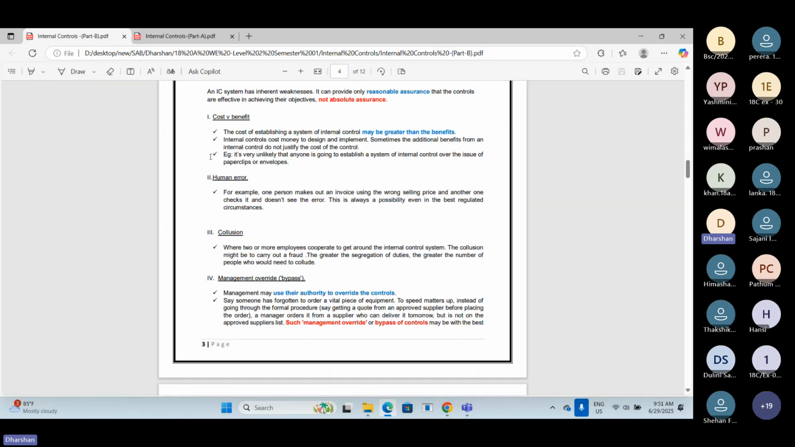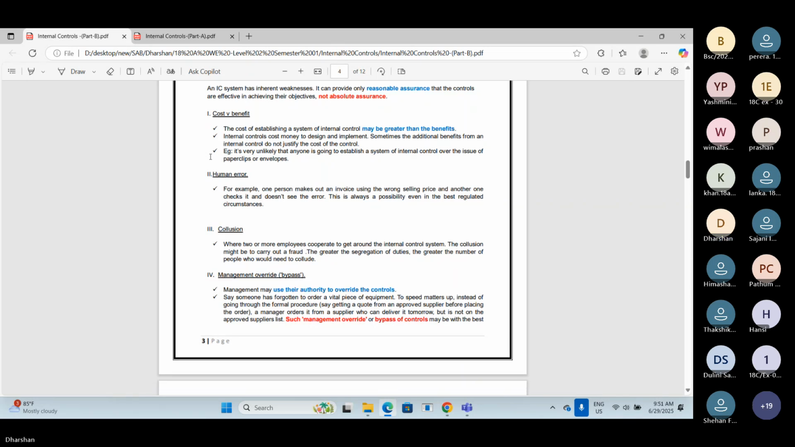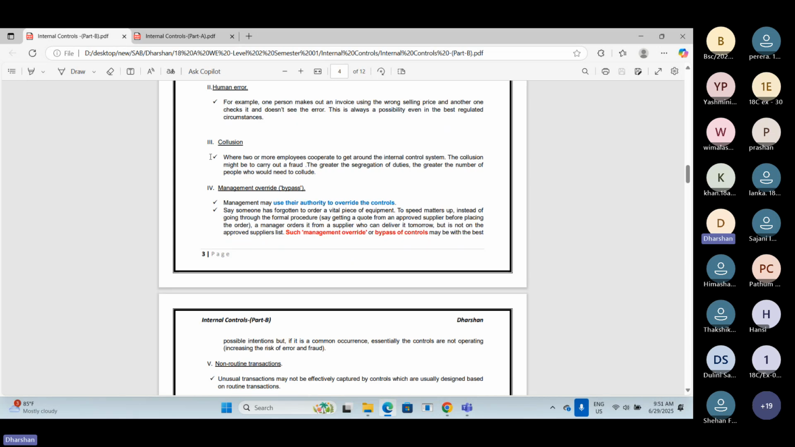Inherent limitation. We can say weaknesses or limitations that are inherently there. Limitations. Okay? So human error. Third one, collusion. Okay. Then let's say segregation of duties. Let's say the particular company has implemented strong segregation of duties.